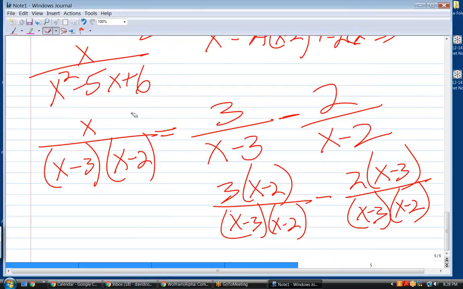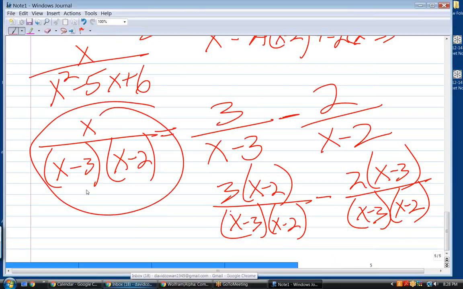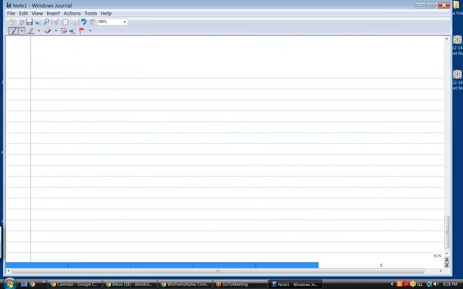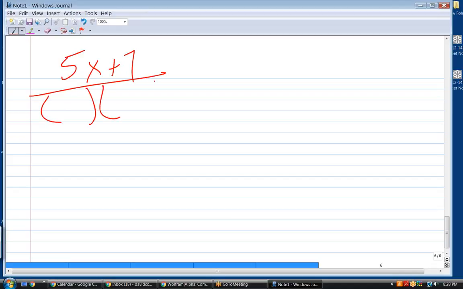Is this the only partial fraction problem you have, or do you have another one? I have one more. Let's do it real quick. Okay. Let's hope it's not a second order one. It's 5x plus 7 over x squared plus... we know it's going to have to be factored. Let's factor.